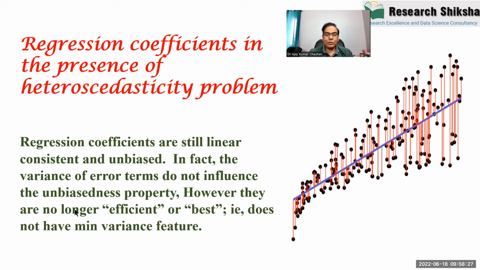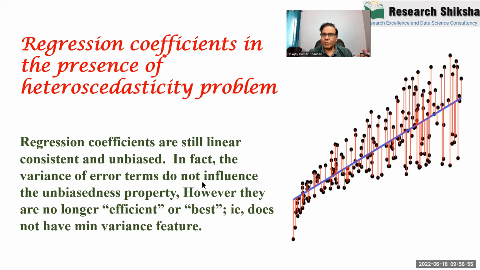They are no longer efficient or best means the error terms now have high variations. Because of that, the standard error of the beta coefficient also increases. So the best property of the slope coefficient is missing now. The forecasting errors are now high. So this is a problem.